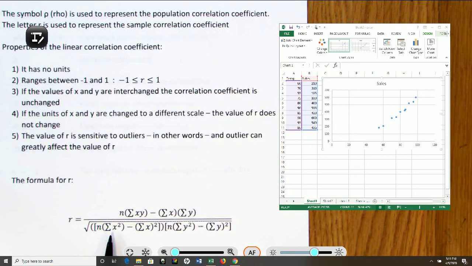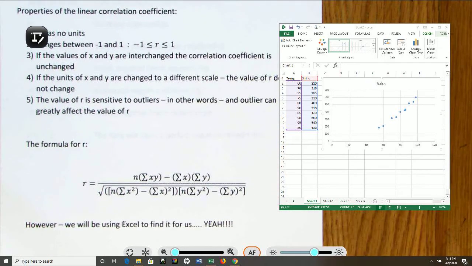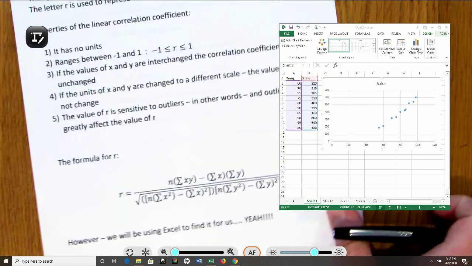We'd have to square all our x's and add those all up and stick all those things into this beautiful formula, and magically, boom, it would fall out. The nice thing is we do have technology, and we'll be using Excel to find it for us. In this section, what we're going to look at is just looking at our graphs and then reaffirming that yes, it's positive and it's strong or weak.